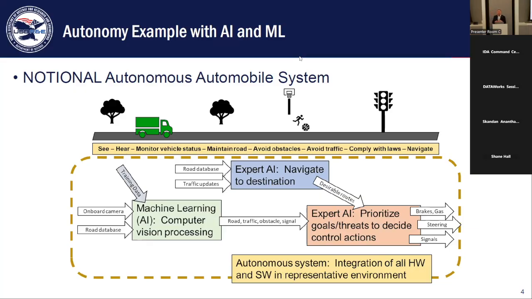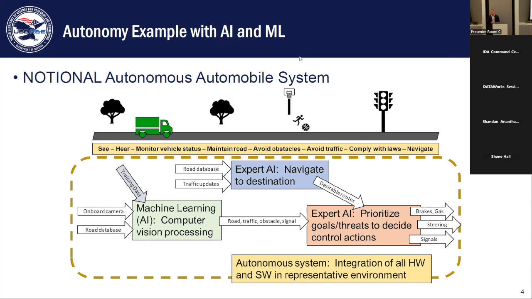And the autonomous system isn't just those software things, by the way. We're talking about integrated hardware and software, all the sensors involved, all the actuators and everything, right, working together in a representative environment. And how do we test all of that, right? Sounds like it's easy, right? Probably not.